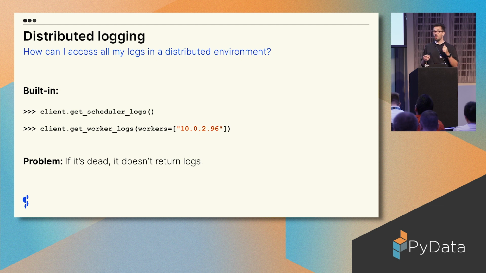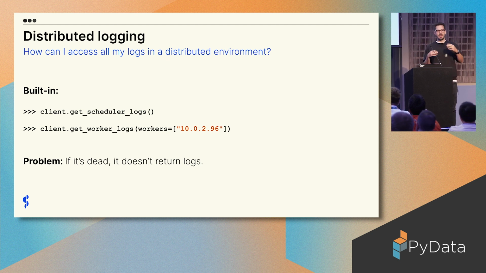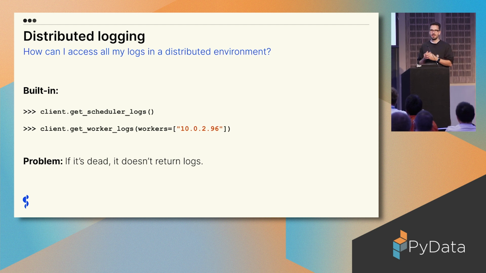And one of those ways is actually built into Dask already. You can use the client to get scheduler logs. You can use the client to get worker logs. You can even just get the logs of a specific worker if you know something has happened on that machine. That's great, but it's also a bit problematic because this only works as long as your worker is alive and it responds to your queries.